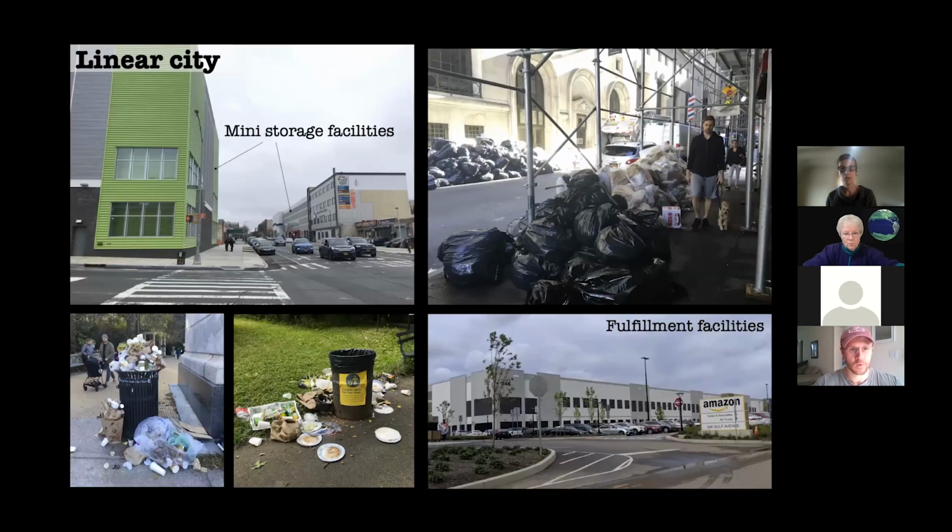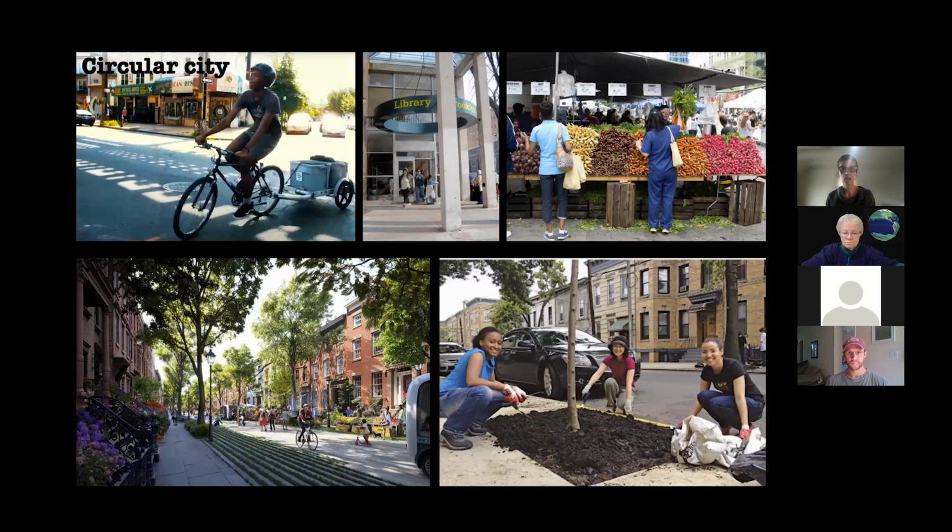Because if we don't do this, what do we want our cities to look like? Full of storage buildings, unoccupied buildings, full of unused things, drowning in trash and litter? Or do we want circular cities with low impact transport, reimagined streets, libraries, farmers markets, green roofs, and healthy street trees? That's what we have to decide.